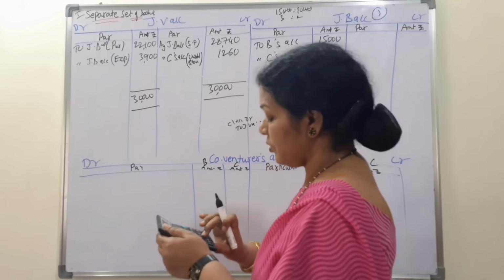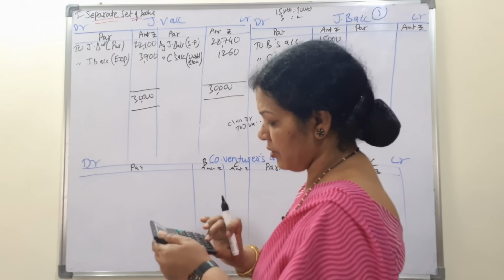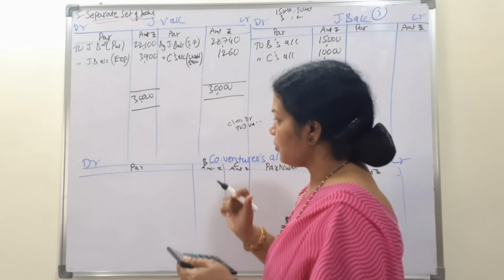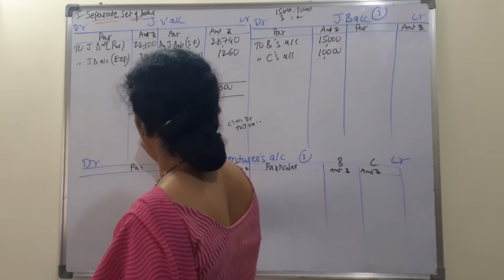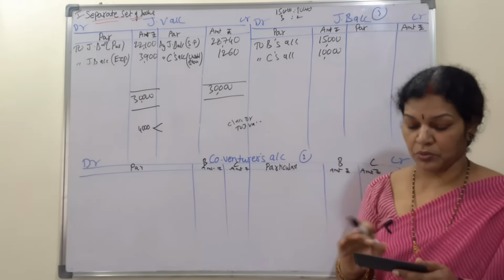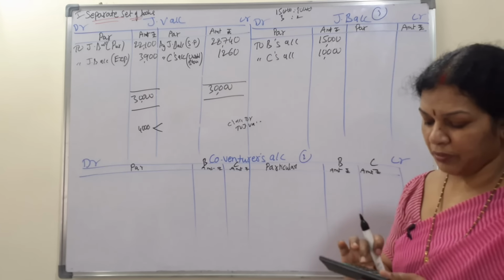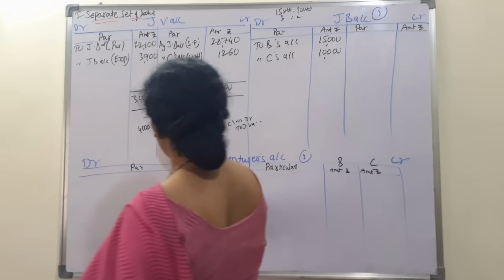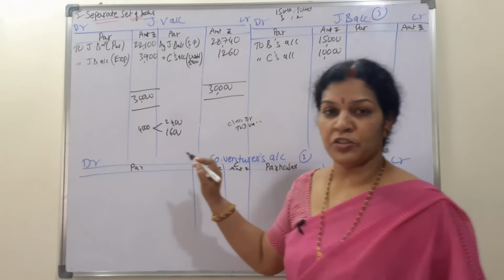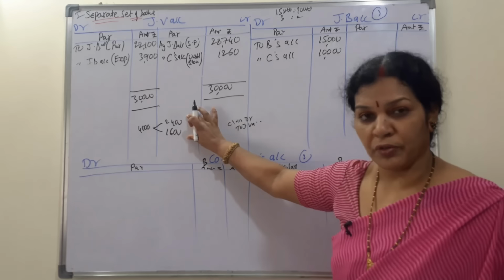30,000 minus 22,100 minus 3,900. It is 4,000 we are getting. 4,000 is to be distributed in the ratio of 3:2, that is 3 divided by 5: 2,400 and 1,600. 3:2 ratio. So this is the profit sharing ratio.